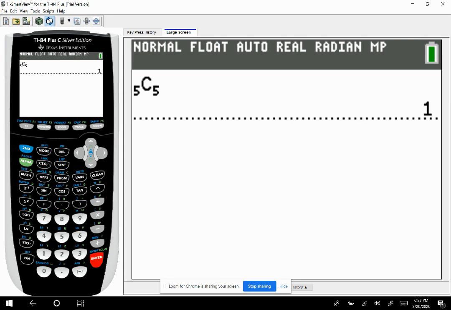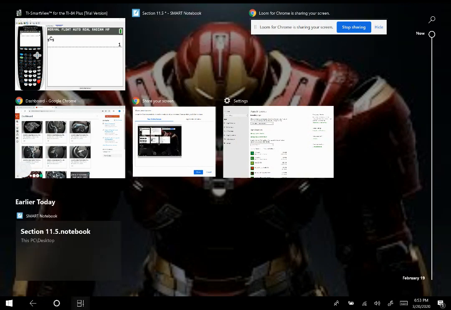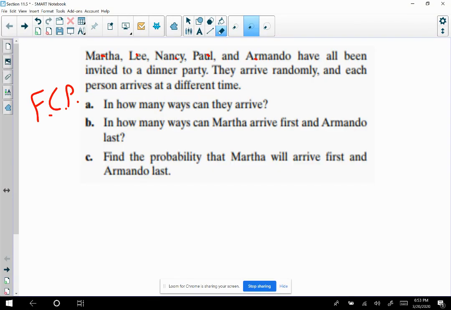Okay, so let's go back to our problem. And that's why it has to be fundamental counting principle. First off, the permutation doesn't work, order doesn't matter. And then second off, the combination doesn't work because 5C5 is 1. All right, so this is a fundamental counting principle.